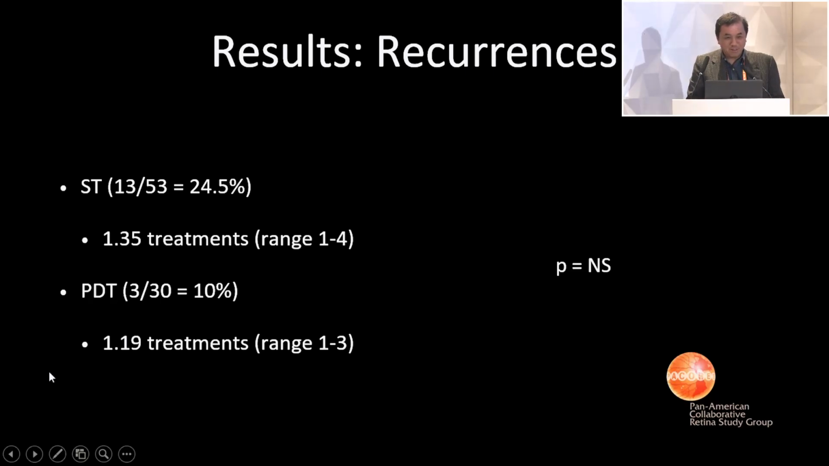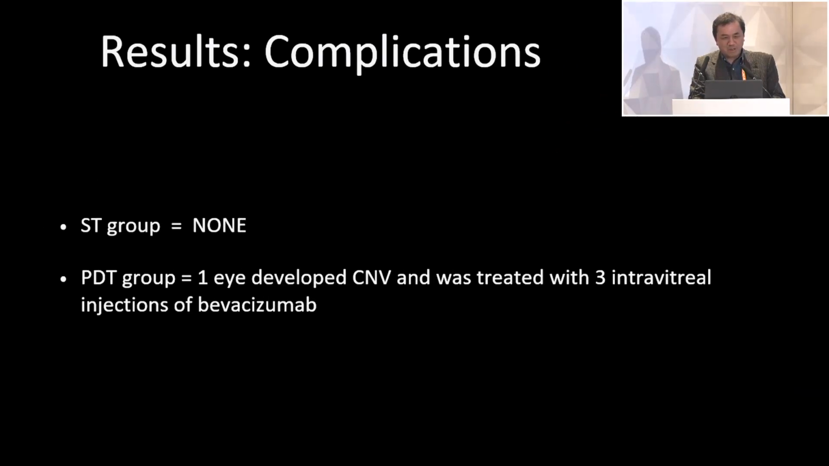And in terms of the recurrences, you can see here that they were not really that different. Number of treatments, numerically there apparently more retreatments were needed with the micropulse laser than the PDT. In terms of complications in the laser group, none. One eye in the PDT group developed a CNV that was treated with 3 intravitreal injections of bevacizumab.